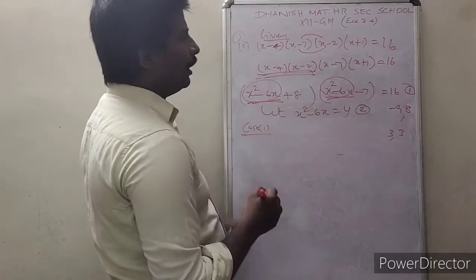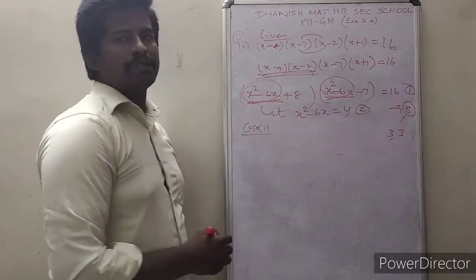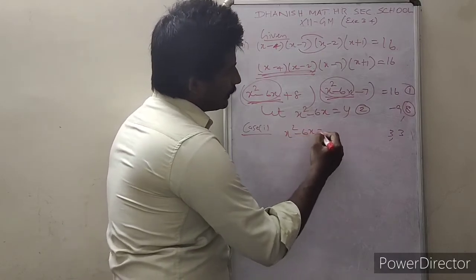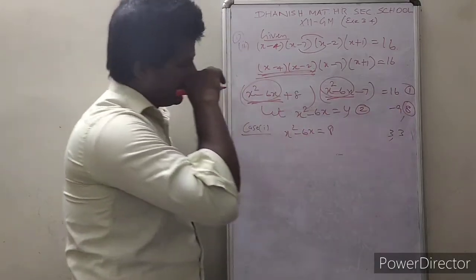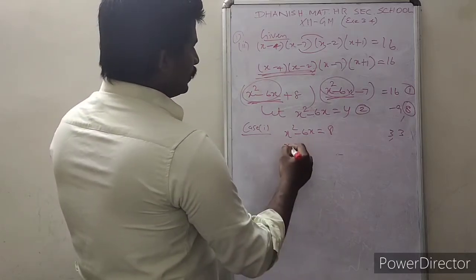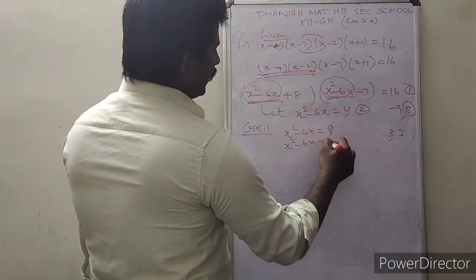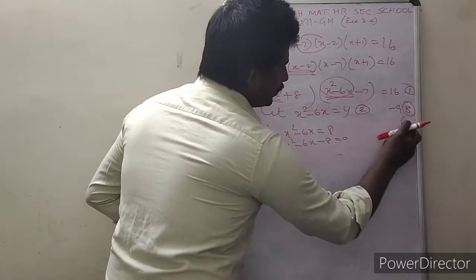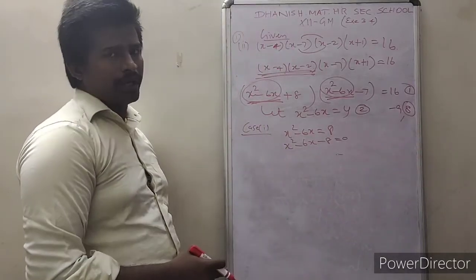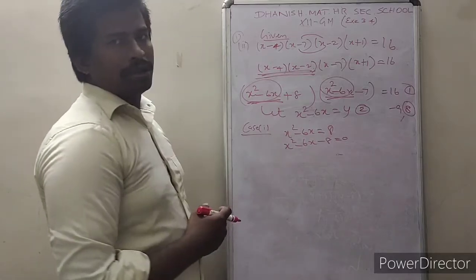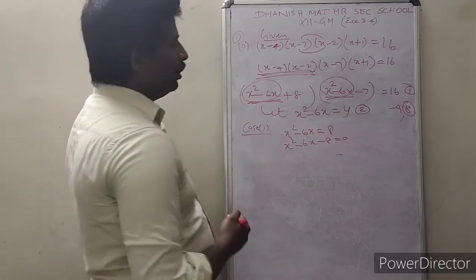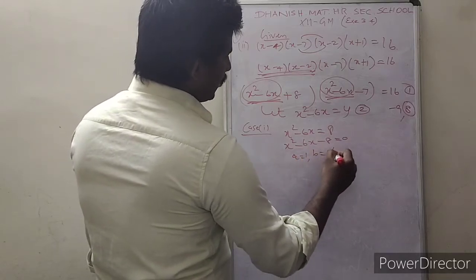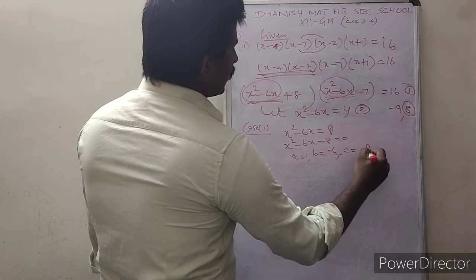Now I am going to substitute y as 8 in equation 1. So x square minus 6x equal to y. Instead of y I am going to put 8. So the next step would be x square minus 6x minus 8 equal to 0. Here we cannot factorize this by splitting the middle term concept, so I am going to use the quadratic formula method. So our a value is 1, b value minus 6 and c value minus 8.